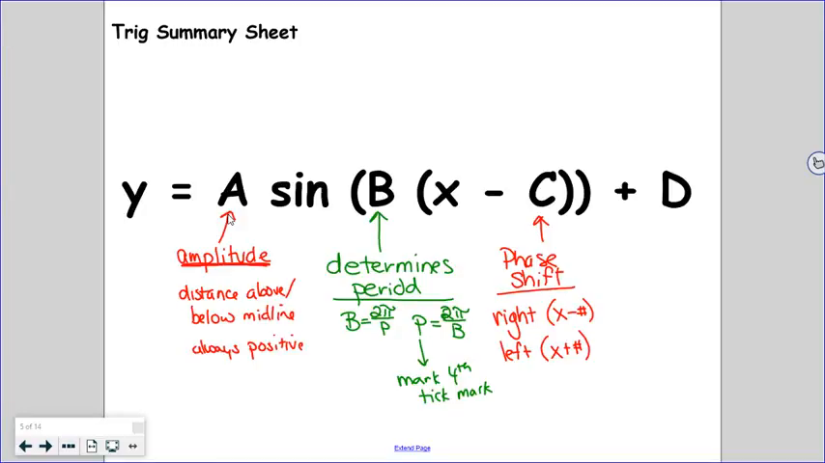And D has a mathematical name called the vertical shift. It's probably the easiest way to describe that. Okay, and that one, easiest way to think about how that impacts my graph is it moves my midline up or down. If it's positive, my graph's going to move up. If it's negative, it's going to move down. And as long as I use my midline to graph the rest of the points, just moving the midline will fix that movement.